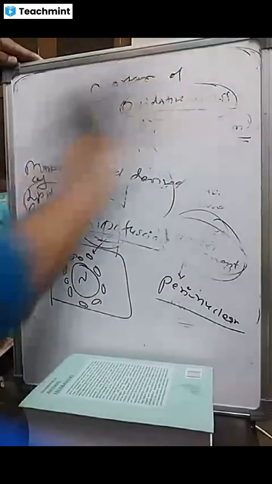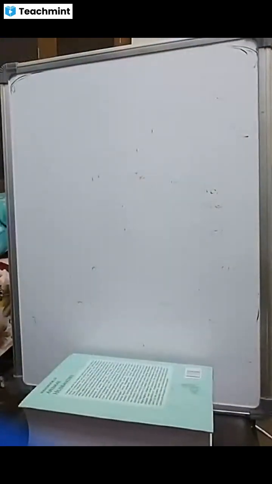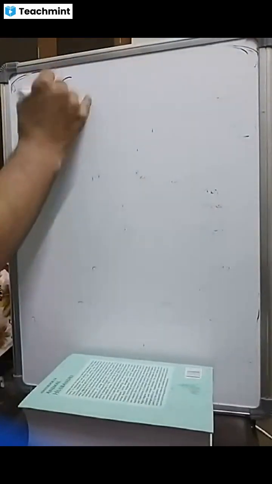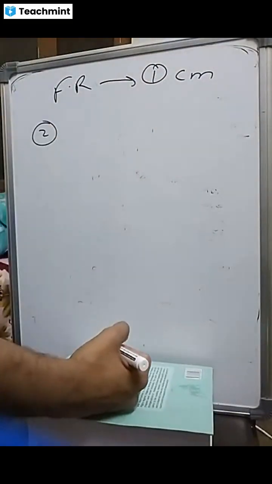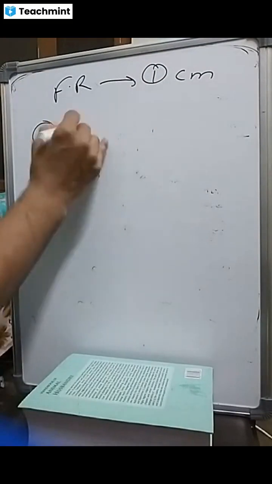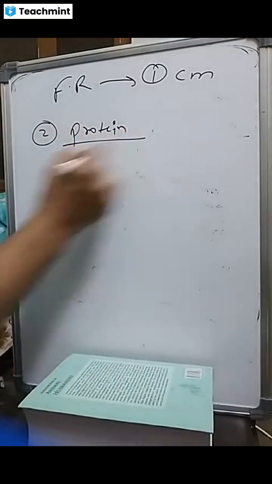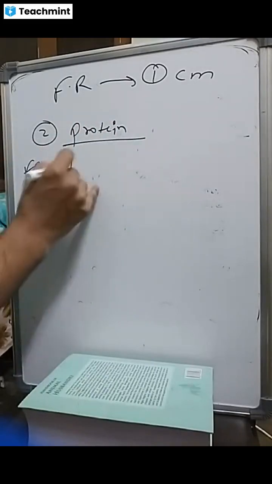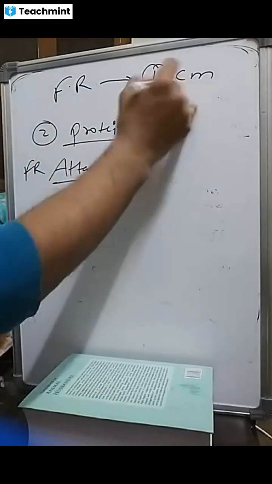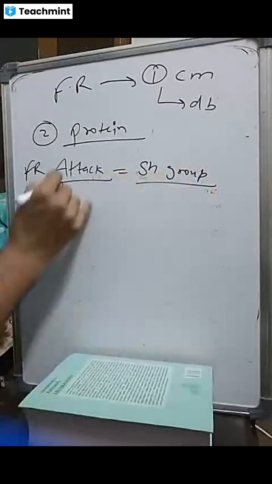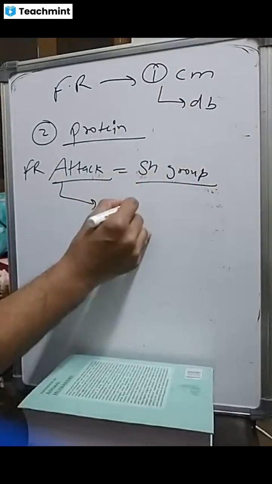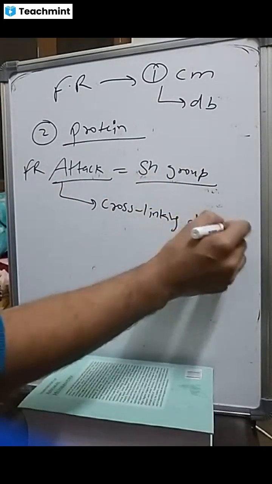So these are free radicals. Number two, after injuring the cell membrane lipid, the first target of free radicals was the cell membrane, and the second is the protein. Free radicals attack the sulfhydryl group, then they cause cross-linking of proteins.